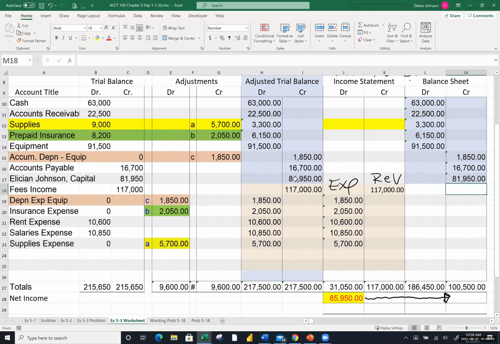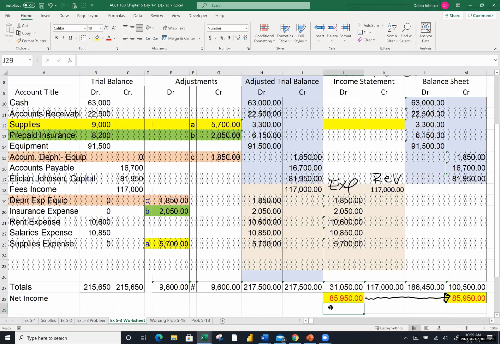Now, what I wanted to show you is when I take the difference between these two numbers here, I better come up with the same amount. So let me do that real quick. I'm going to take the difference between those two. And it is identical. If it's not, then we made a math mistake someplace.